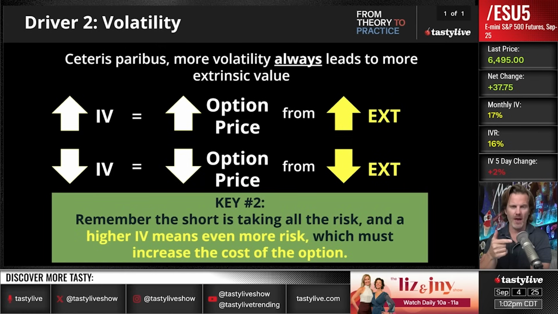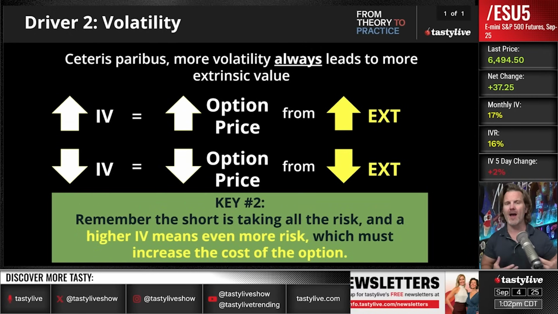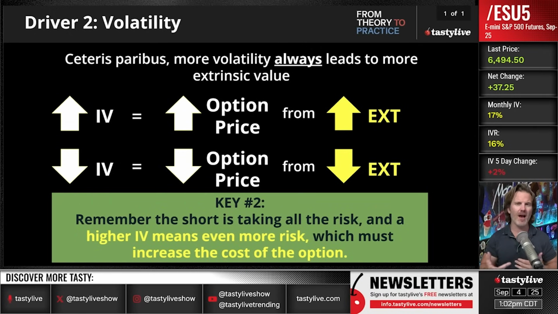Just like yesterday, we talked about how more time means a higher option price because of more extrinsic value. Less time means a lower option price because of less extrinsic value. I pointed out, when you're thinking about more time, higher option prices, that's something you want to utilize on order entry. When you're thinking about less time, lower option prices, that's something you want to view or analyze, or at least have on the radar over a position's life. The same thing actually applies here too.